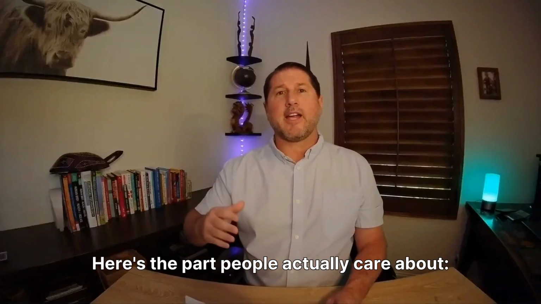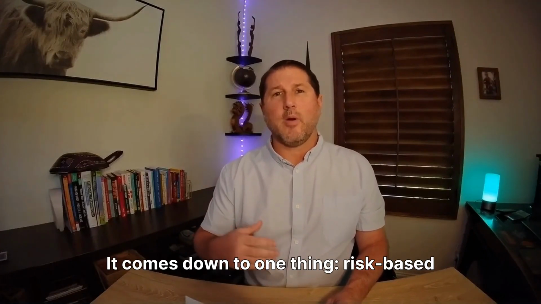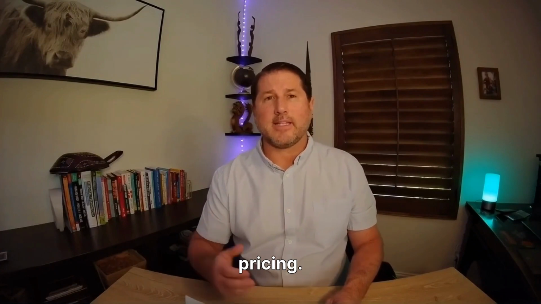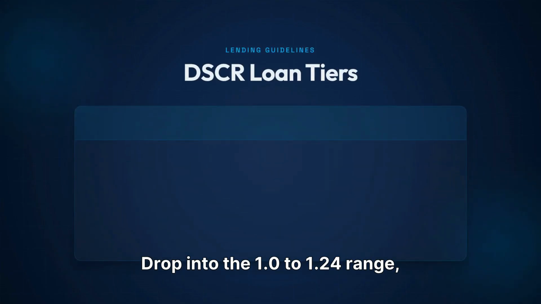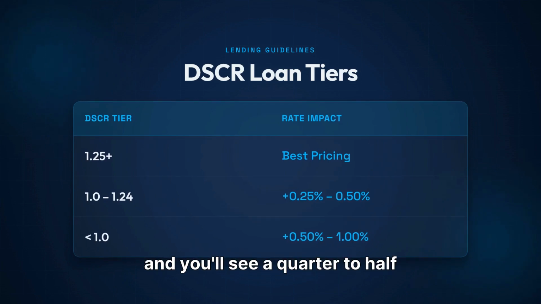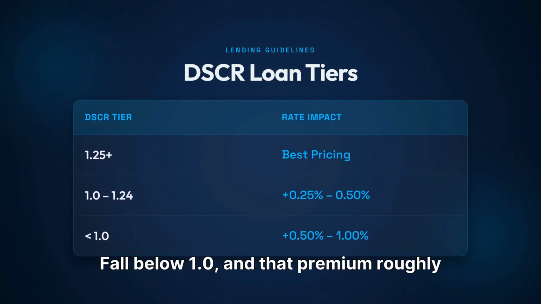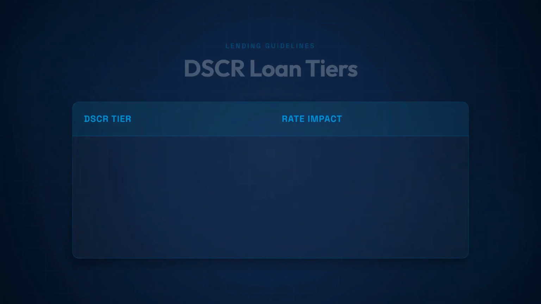Here's the part people actually care about. Why does the rate change so much? It comes down to one thing: risk-based pricing. Drop into the 1.0 to 1.24 range, and you'll see a quarter to half a point added to your rate. Fall below 1.0, and that premium roughly doubles again.